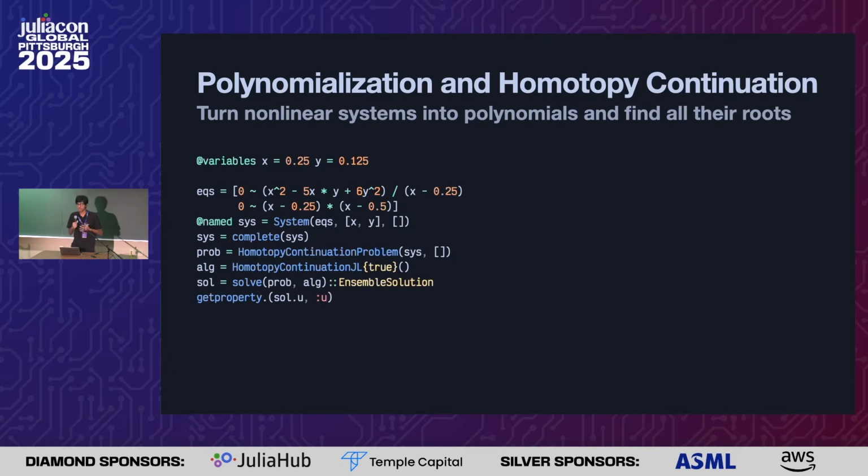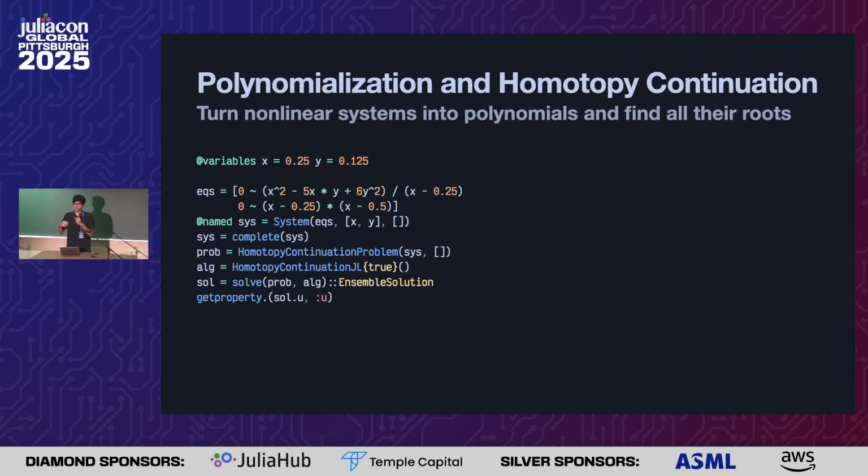Next up is polynomialization and homotopy continuation. So just as a primer, homotopy continuation is an algorithm for solving systems of polynomials and obtaining all of the roots of the system of polynomials, which is a reasonably common workflow. And so we have a SciML interface to that through NonlinearSolve HomotopyContinuation.jl, and it just allows you to create a nonlinear problem and solve it with homotopy continuation as long as it is polynomial.